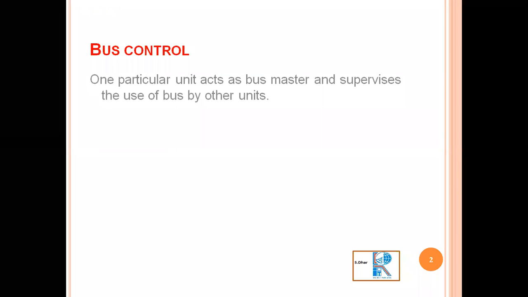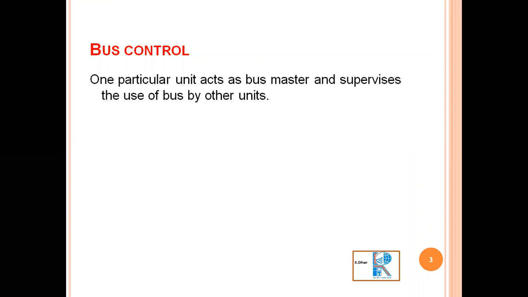Clear? Now, for communication using the bus, there is a requirement of control of the bus. Last day we learned about how data can be transferred from the I/O device to another device, but it can only pass through the bus. So bus control is very much required for transmitting the data from one device to another device.